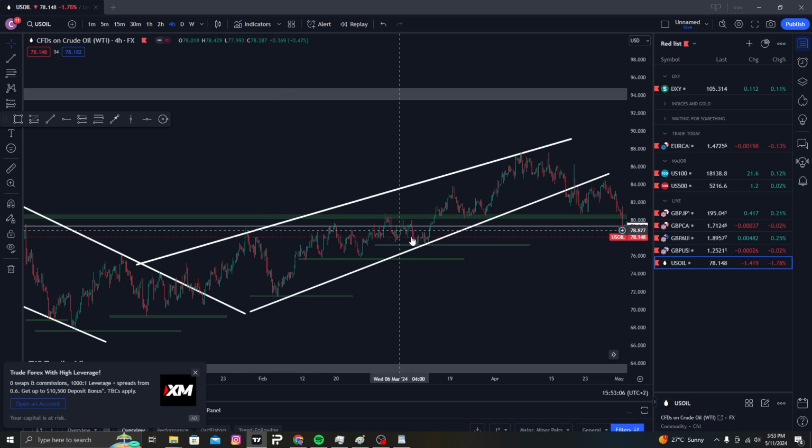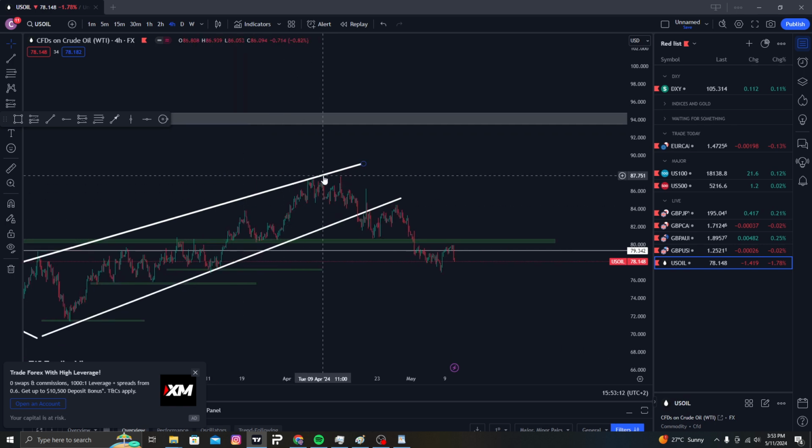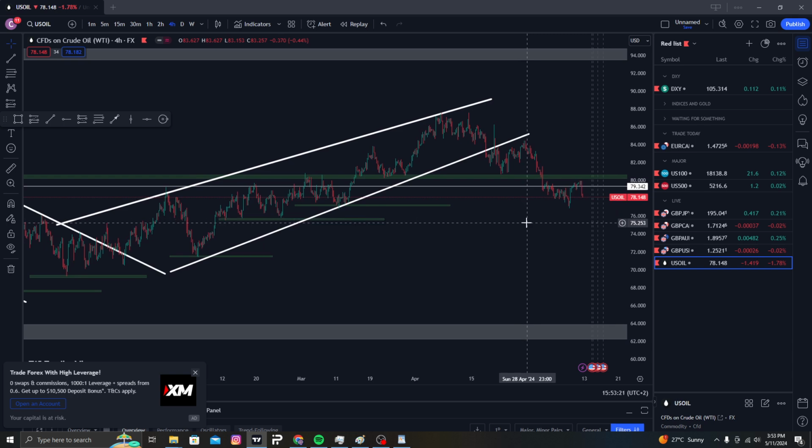Price touched this level. Okay, it touched here, I'm entering again. Price touched this level, I'm entering again. You see this, guys? You see how the market is easy. It just wants you to understand how to trade it.